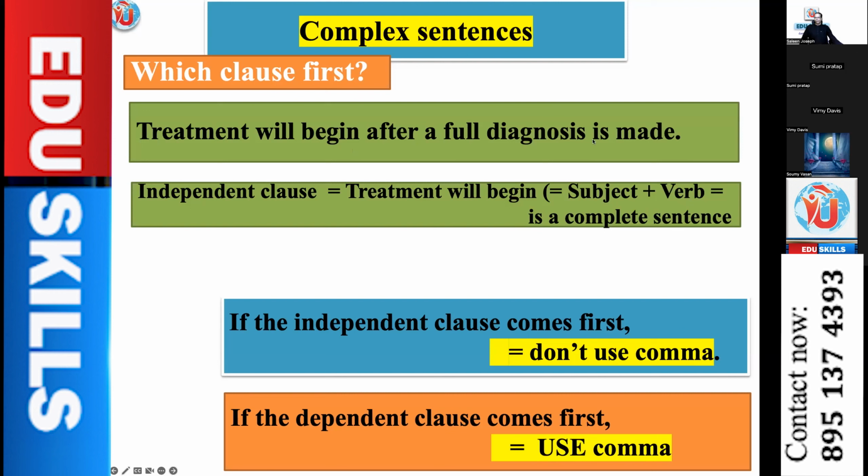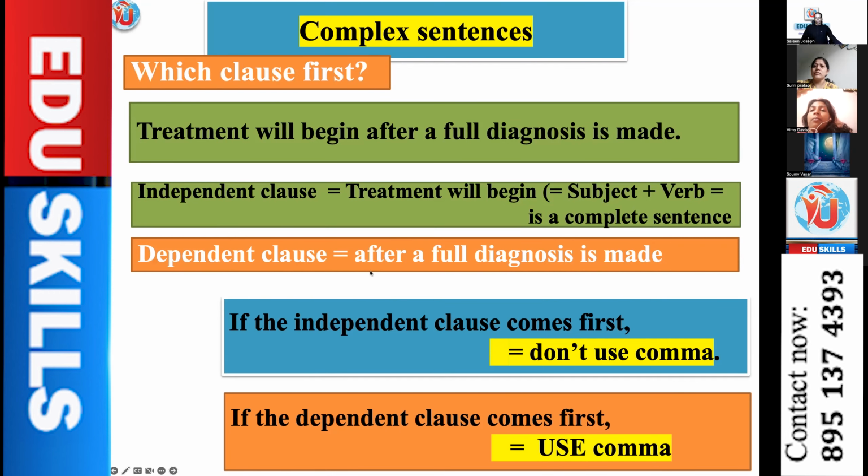Treatment will begin after a full diagnosis is made. "Treatment will begin" is an independent clause. Subject plus verb is a complete sentence. Since "treatment will begin" is the first part of the sentence, you need not put a comma. But if you start with "after a full diagnosis is made", comma, the treatment will begin. So there is one independent clause and one dependent clause. We have started with the independent clause, so there is no comma required.